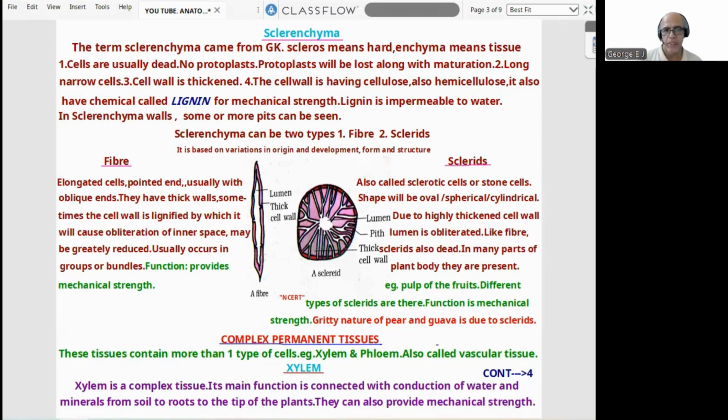First is xylem. Xylem is a complex tissue. Its main function is connected with the conduction of water and minerals from the soil to the root, to the stem, and to the tip of the plant. They can also provide mechanical strength. I think up to that it is clear. We can proceed to the next page.